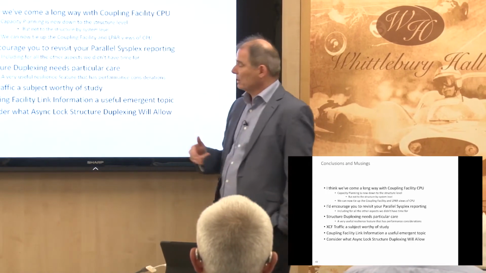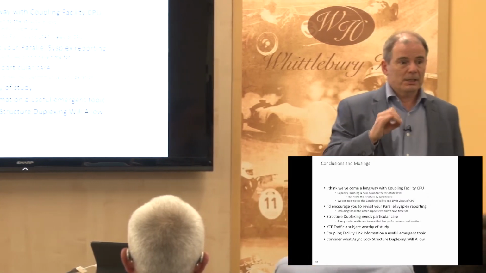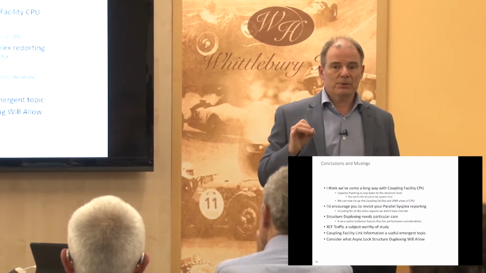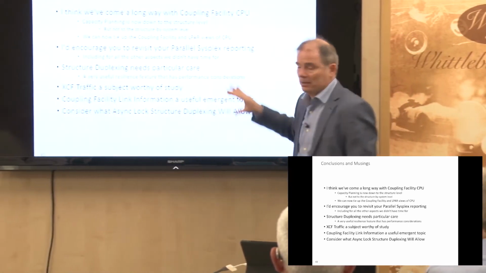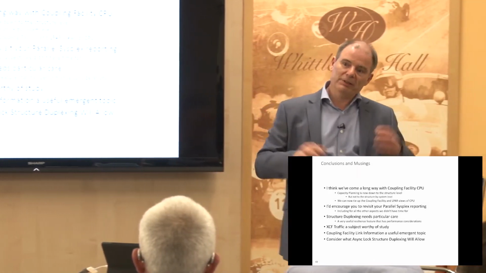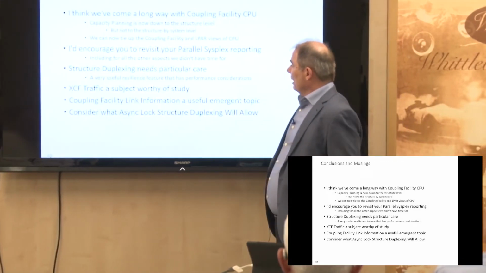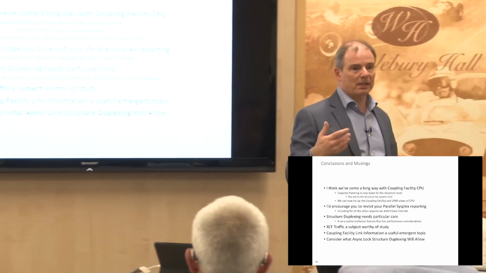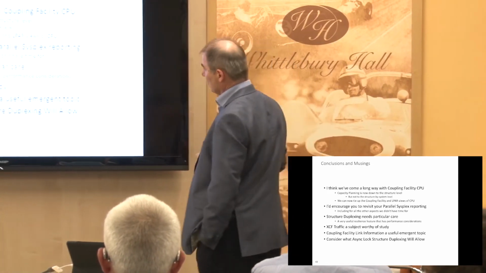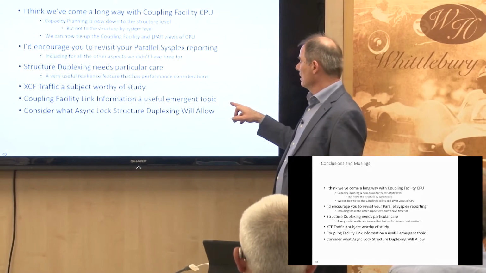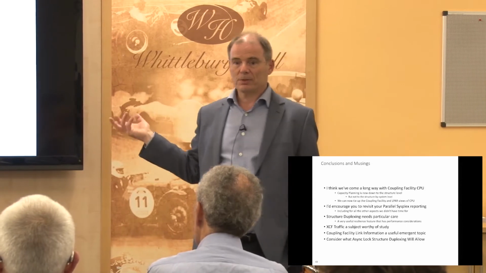Structure duplexing needs particular care, even, I would say, in the async CF duplexing case. When you introduce that, you really need to be measuring what you're doing. Not because I think it has risk, but simply because you need to understand whether it's brilliant or just wonderful, or so-so. XCF traffic, there's a lot I could say about why that's a fun game to study. The coupling facility link information is a useful emergent topic, is the other thing I would say, for all sorts of reasons, including verification.